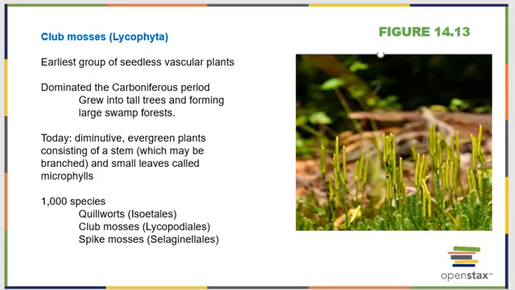Today, they have evolved to these really small evergreen plants that just have a little tiny stem and itty bitty little leaves called microphylls. There's only about 1,000 species of club mosses. There are quillworts, club mosses, and spike mosses that fall into this category.